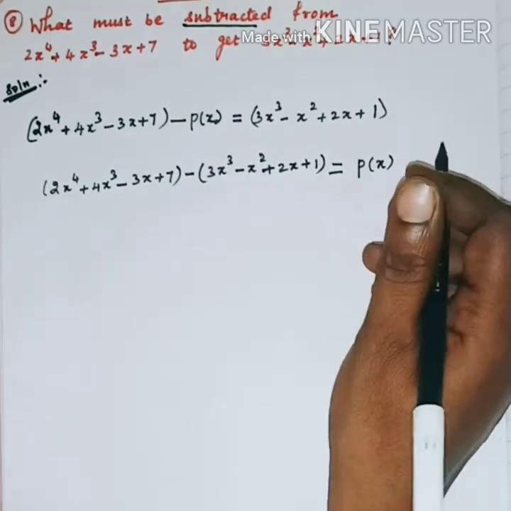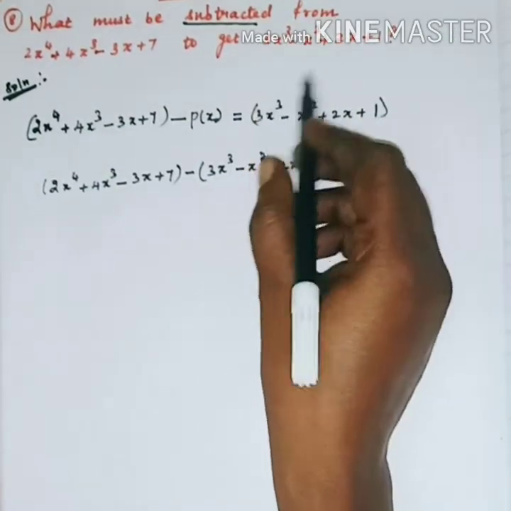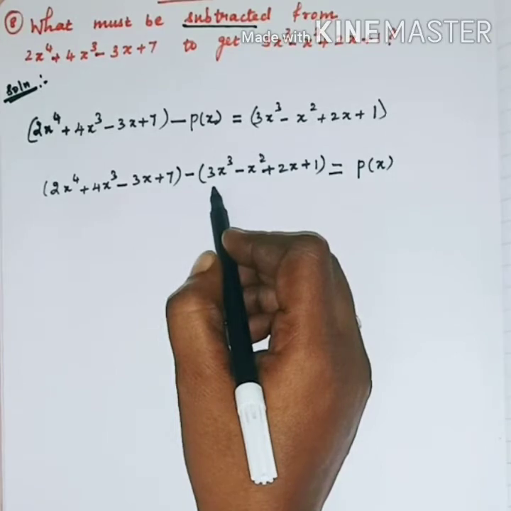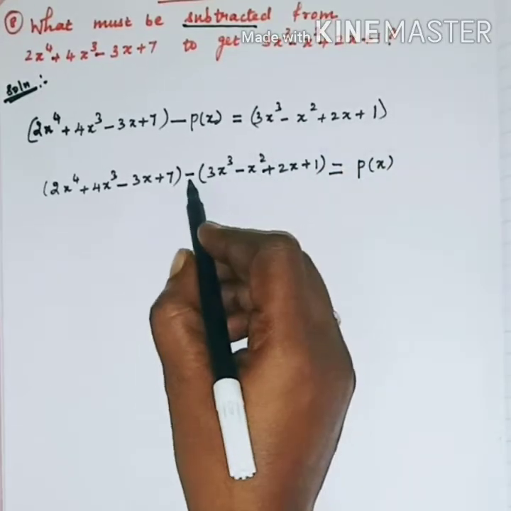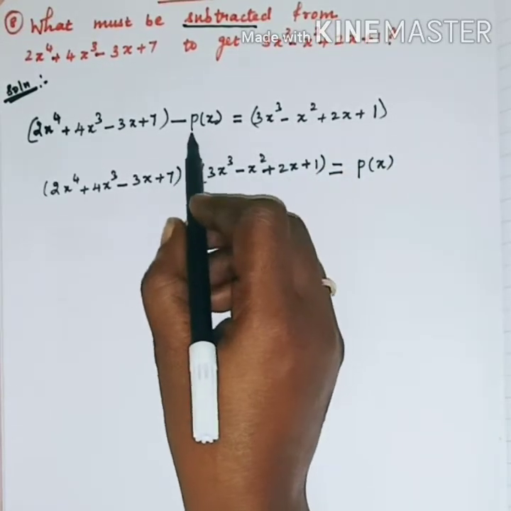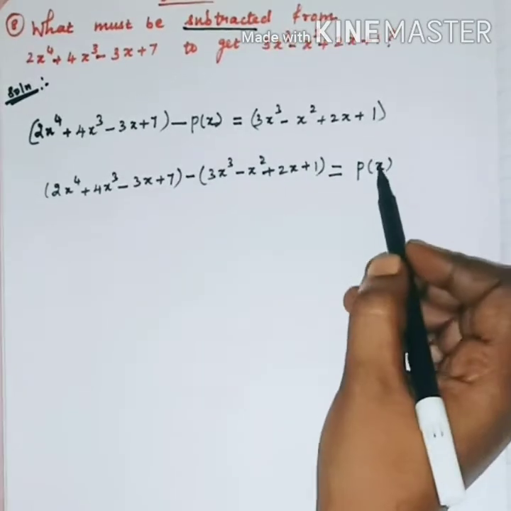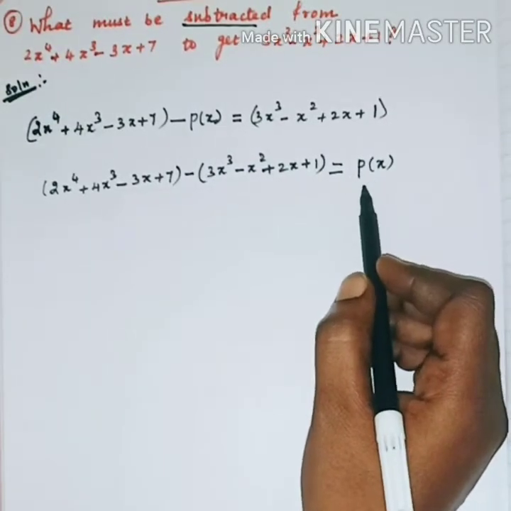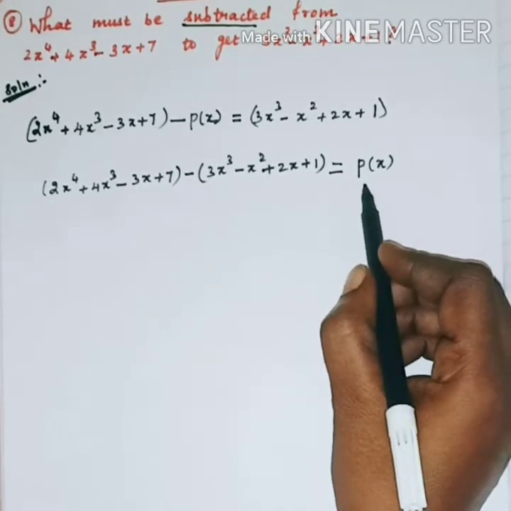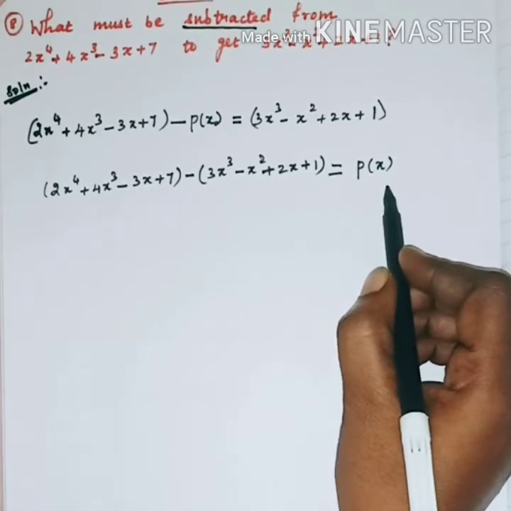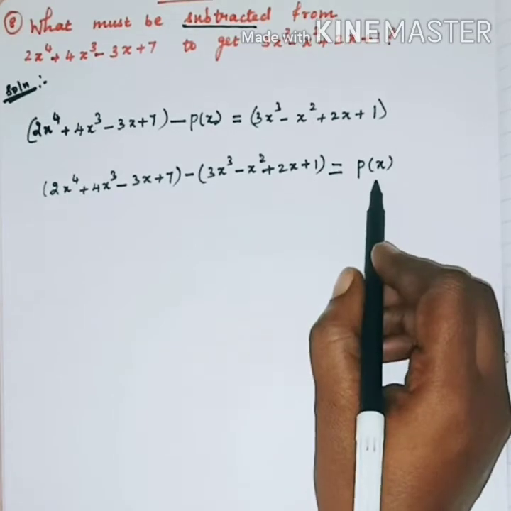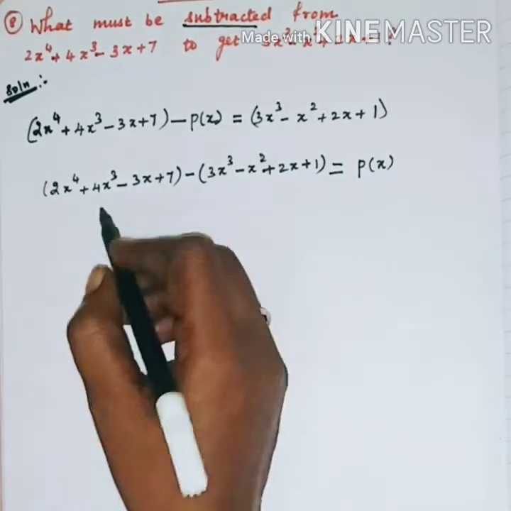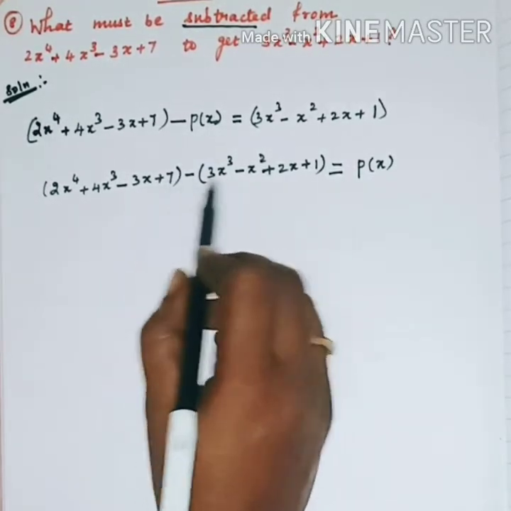Okay, so here we take this expression fully to the left hand side. So the sign is minus, and then take this p of x to the right hand side. So minus p of x becomes plus p of x. Now we have to find the value of p of x. So only we take this in the separate side. Now subtracting these two polynomials.